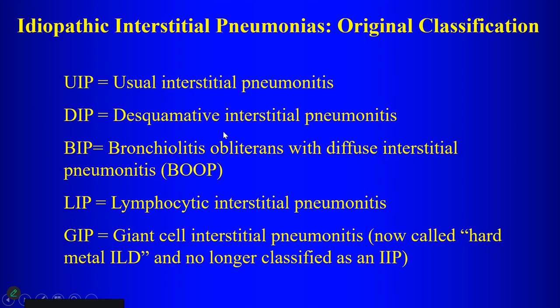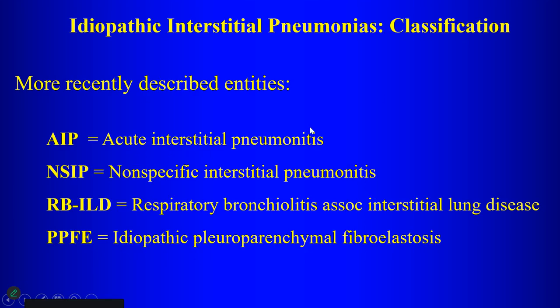DIP, desquamative interstitial pneumonitis, and you'll see when we get into that one that really is a misnomer, completely misunderstood. BIP, which then came to be called BOOP, and then as an idiopathic interstitial pneumonia, because this terminology is confusing in and of itself. The idiopathic interstitial pneumonia is COP, cryptogenic organizing pneumonia, associated with that particular pattern. And then there's LIP, lymphocytic interstitial pneumonitis. And originally he thought GIP was an idiopathic interstitial pneumonia, but it turns out that that is caused by hard metal pneumoconiosis. So that's no longer one of the idiopathic interstitial pneumonias.